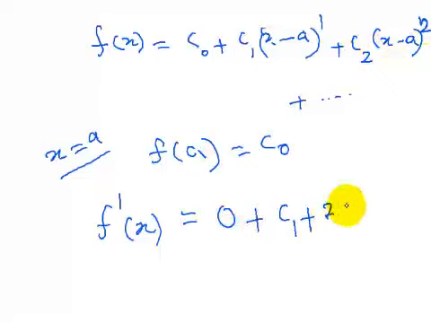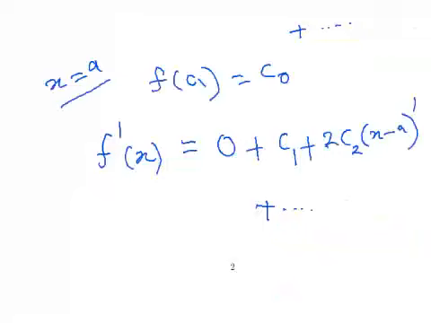So 2 times c2 times x minus a to the power 1, and all other terms have this factor x minus a, right? So now you can kill these terms by substituting a into here. Then f prime of a is equal to c1.